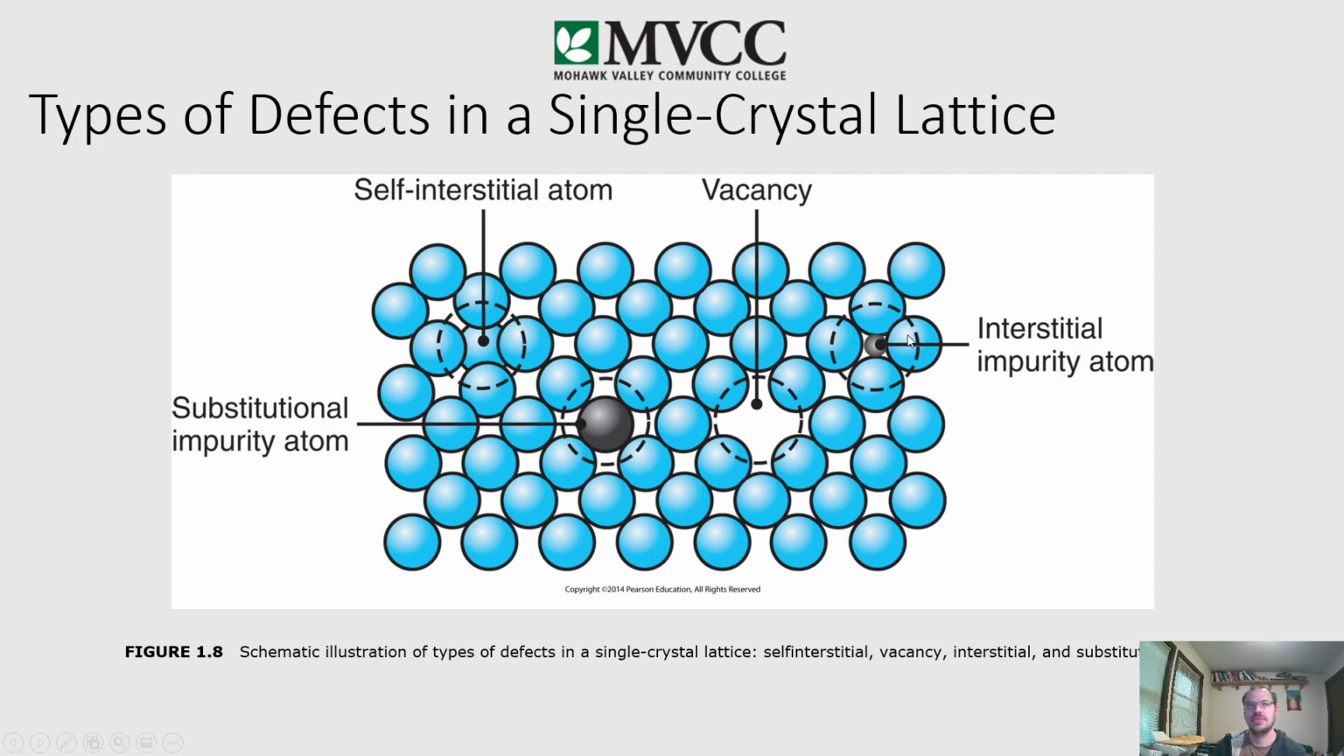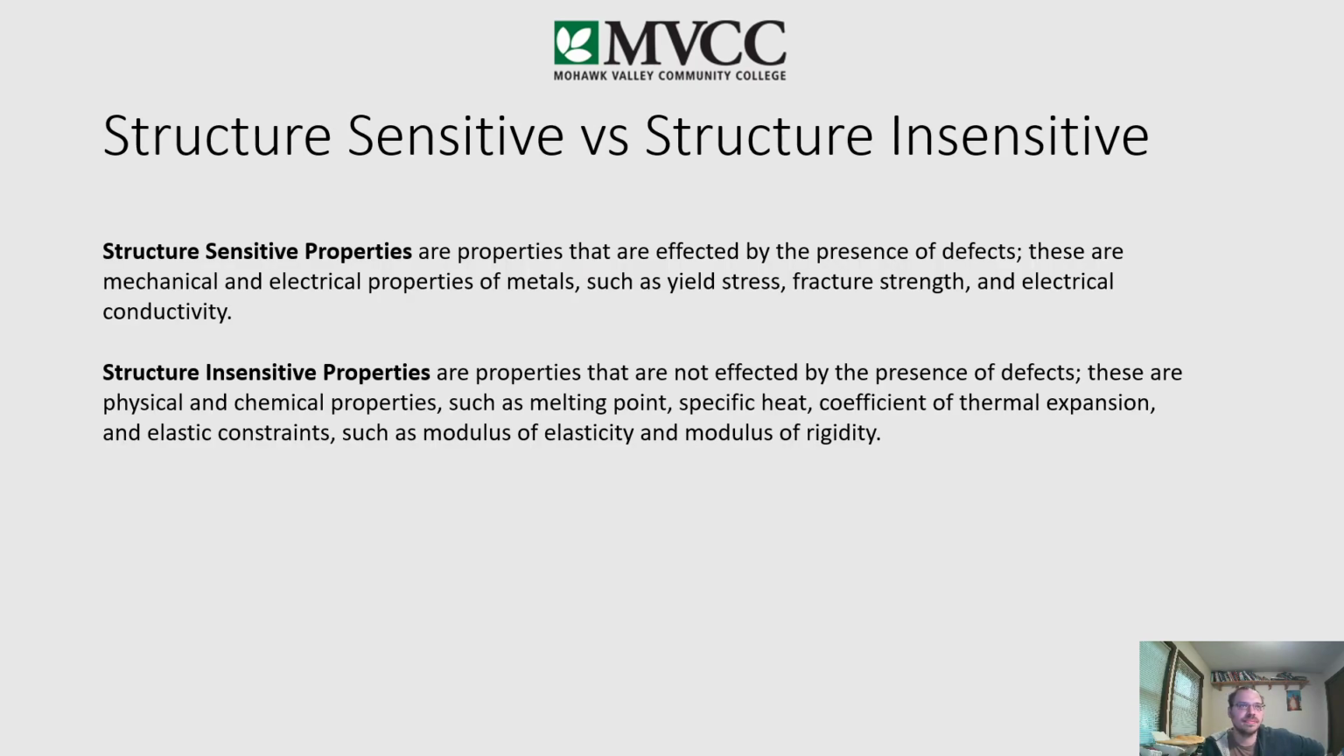Interstitial impurity atoms: this could be another impurity in there, kind of like the substitutional impurity. Substitutional takes the whole place. Interstitial impurity kind of fits in between, surrounded by those, in this case, aluminum atoms that we've talked about. So those are the four main types of single crystal lattice defects that you tend to see, and why they're important.